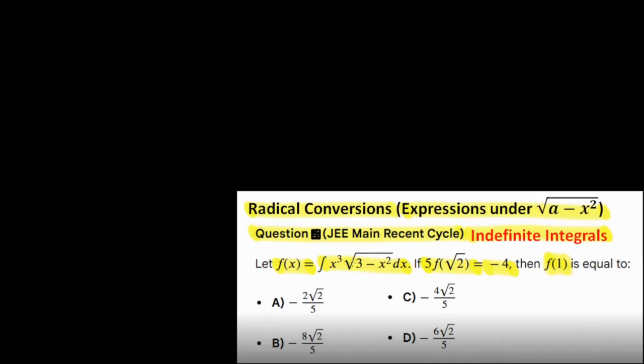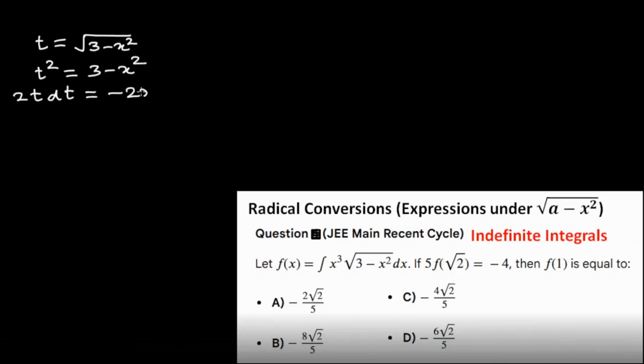The core concept here is we have to substitute t equals the radical term, root of 3 minus x square. Squaring, we get t square equals 3 minus x square. Differentiating, 2t dt equals minus 2x dx. Cancelling 2, x dx equals minus t dt. We also get from here x square equals 3 minus t square.